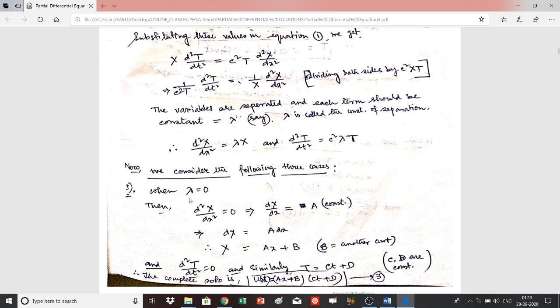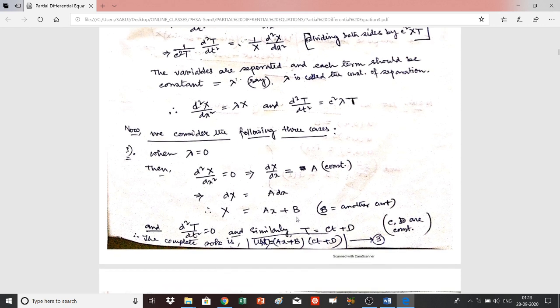If lambda is equal to 0, then ∂²X/∂x² is equal to 0, that is d²X/dx² = 0. From here you can write dX/dx is equal to a constant, and from here dX is equal to a dx, and after integration you get X = ax + b. Obviously here a and b are constants. Similarly, from the second case you also find the solution: if lambda is equal to 0, then T = ct + d.